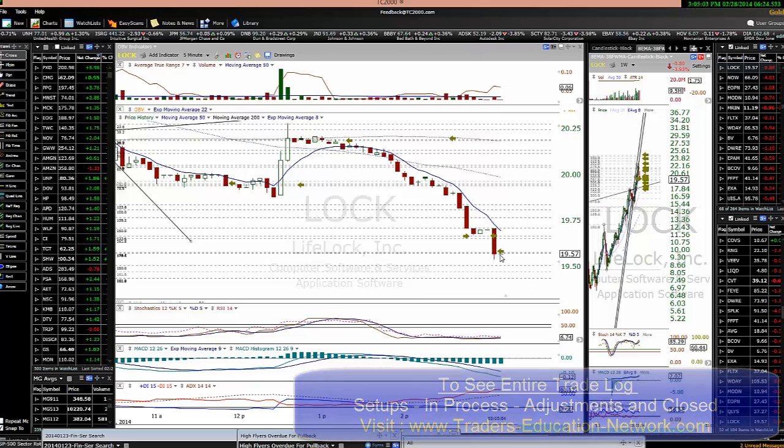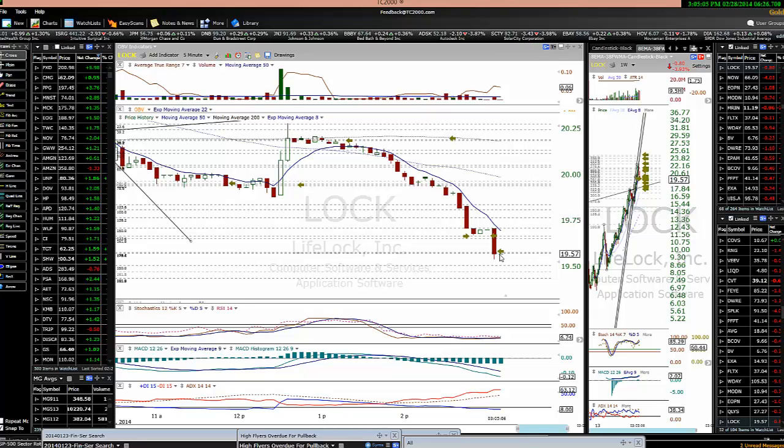So it pierced this support line, the Fibonacci line, and we'll see where this closes at 4 o'clock today. I'll pause the video and we'll see how much more time goes by here.